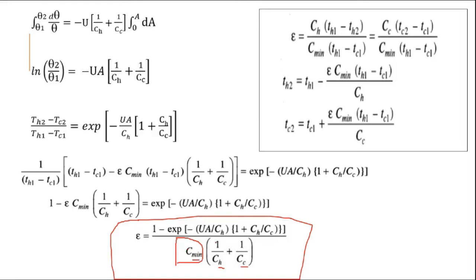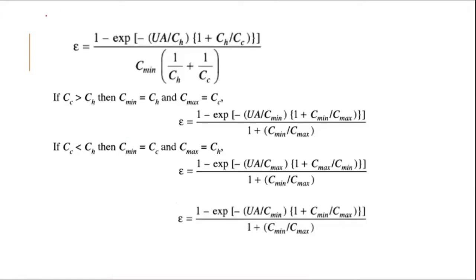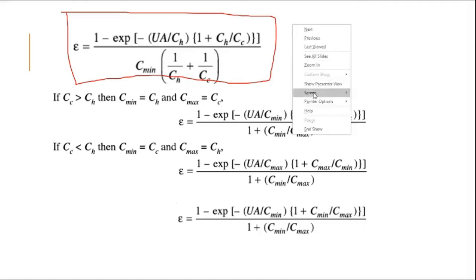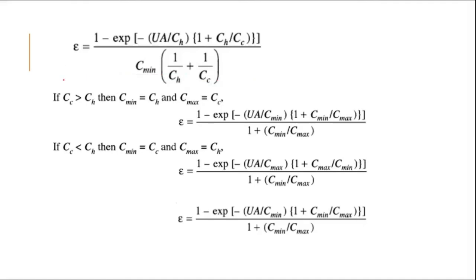So I have rewritten the same equation on the next slide. This is the same relation. Epsilon is equal to 1 minus the exponential term divided by C min, with 1 by CH plus 1 by CC. We can have two different possibilities. The first possibility is that the CC value will be greater. The second possibility is that the CH value will be greater. So for the first possibility, we are taking Cmin equal to CH, because here CH is the minimum value. Cmax will be equal to CC. Any doubt in this part?